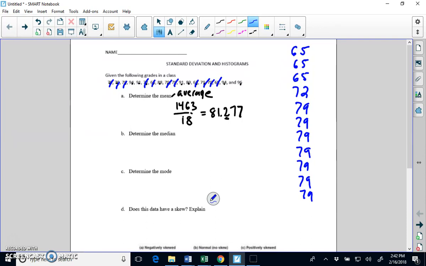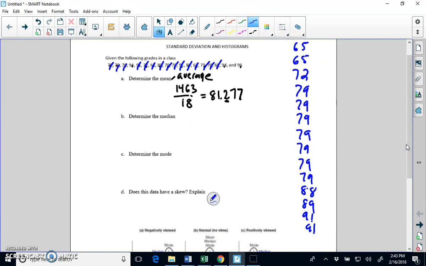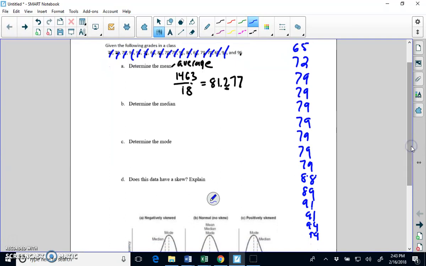Yep. Alright, then after 79 is 88, I think. Yep, we got 88. And then after 88 is 89. Then after 89, if you look at the data set, there's a 91 here and a 91 here. Obviously, a lot of people getting the same score, slightly suspicious. I need to scroll down for more room. After 91, we have two 94s. And then last but not least, our highest score is 96.